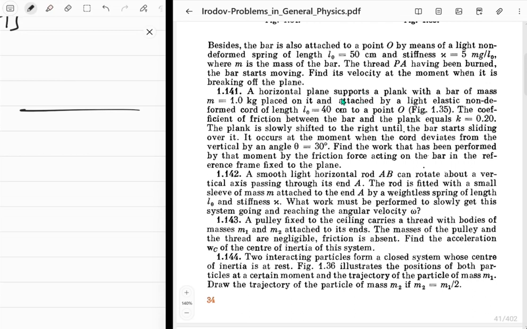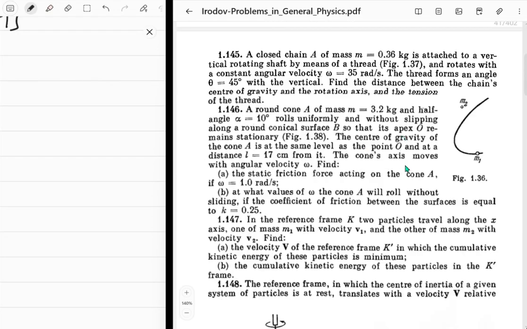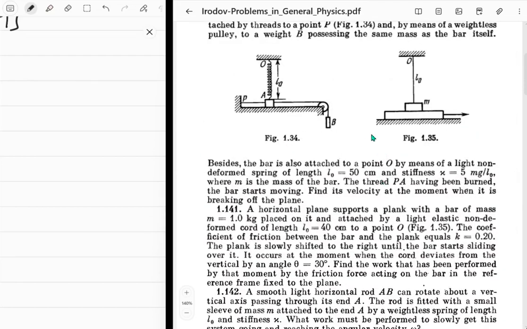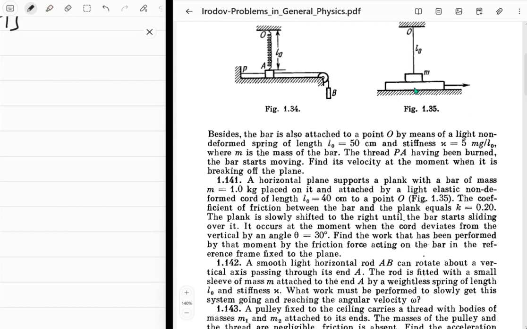Wait, what? Another plane supports a plank. So this is just a plank, not saying anything on it, with a bar of some mass attached to it by a light elastic non-deformed cord of length something to a point O. So figure one. Okay, you gave us the figure, right? 1.35. Oh, this. Okay. So right, got a plank.